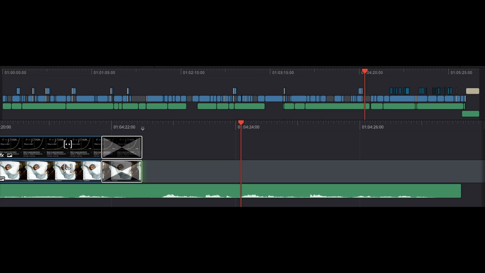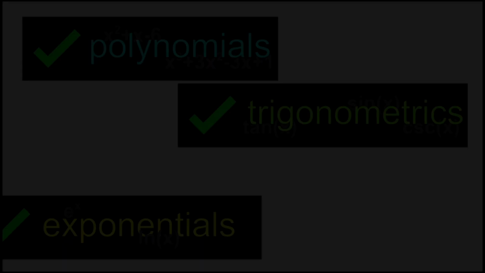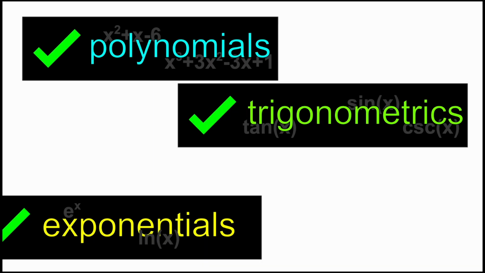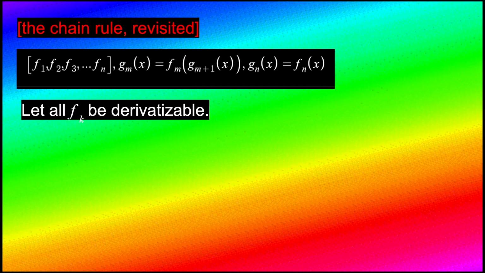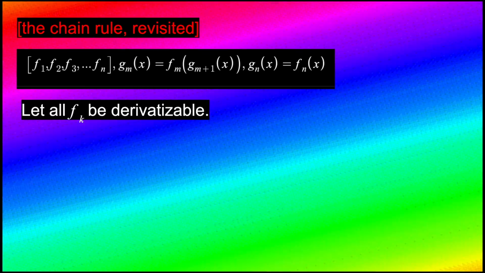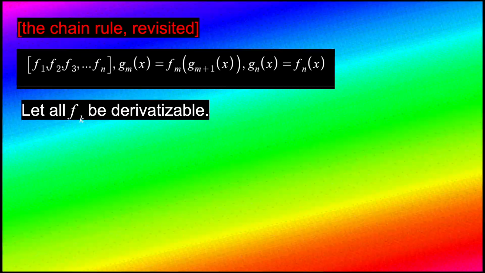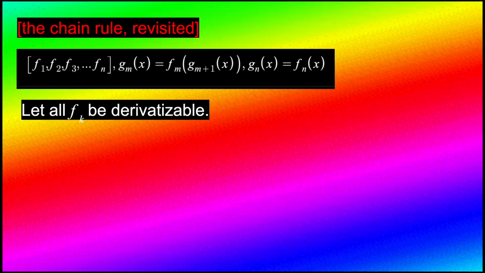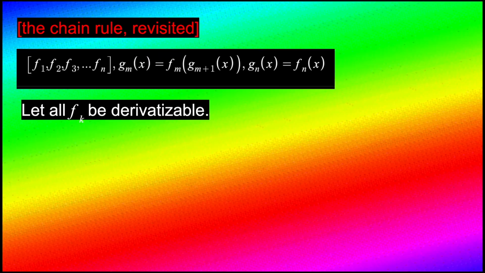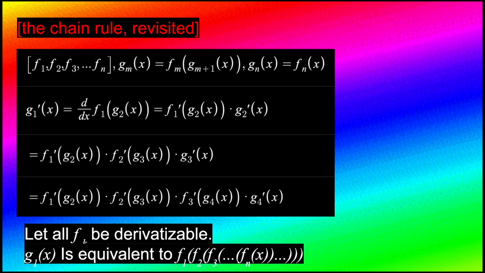Now we can put all this together and finally derivatize this thing. Before we begin, however, I must revisit the power rule for a bit as I promised, as well as the chain rule, which can actually be generalized to an unlimited number of compositions. Imagine the composition of an arbitrary number n of derivatizable functions, which are labeled f sub 1 to f sub n. We can define this next set of functions with this recursive rule and express this in terms of the two-function chain rule. Next, we derivatize.